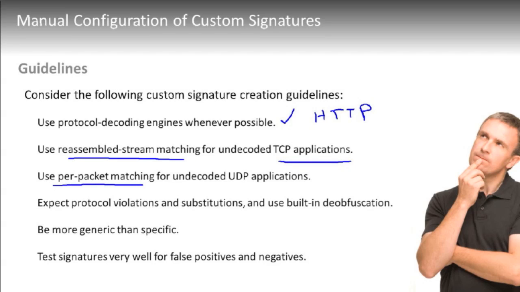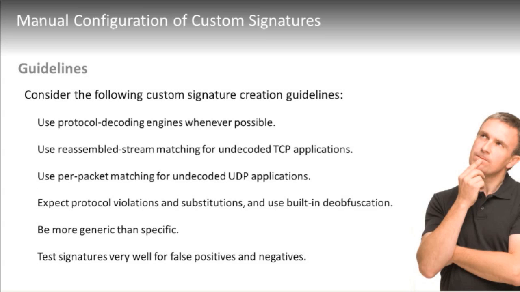Use per packet matching for UDP apps. Expect protocol violations and substitutions. So rely on the de-obfuscation, which the intrusion prevention system can do. Try and be more generic than specific, but obviously watch out for too many false positives. And then test, because you do not want to create an environment where you're just constantly getting those false positives, or even worse, those false negatives, where the attack traffic slips through.